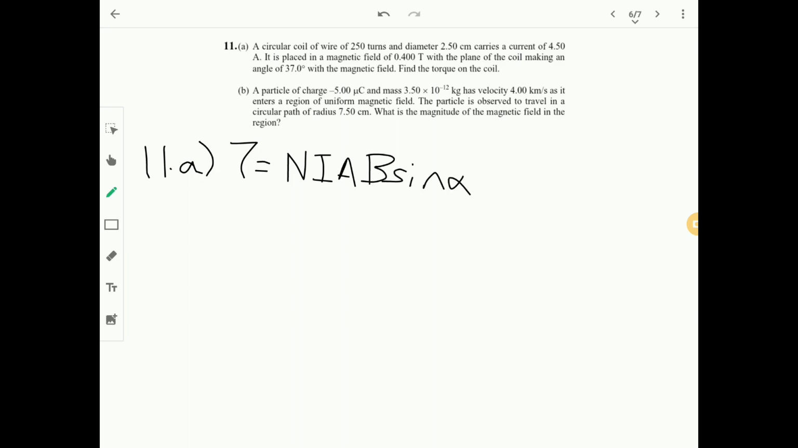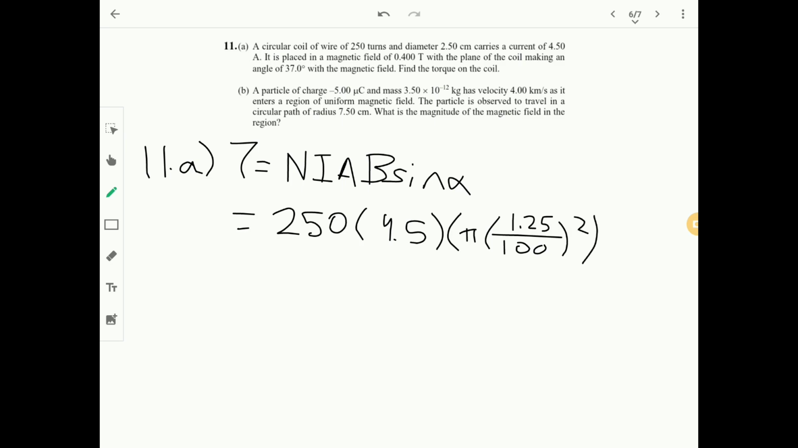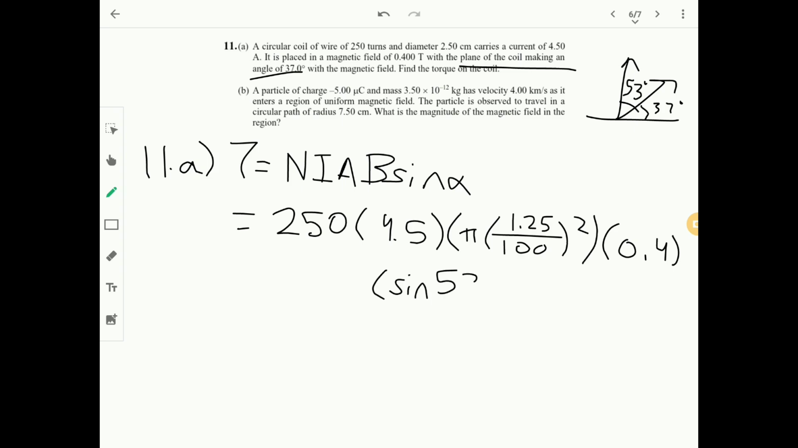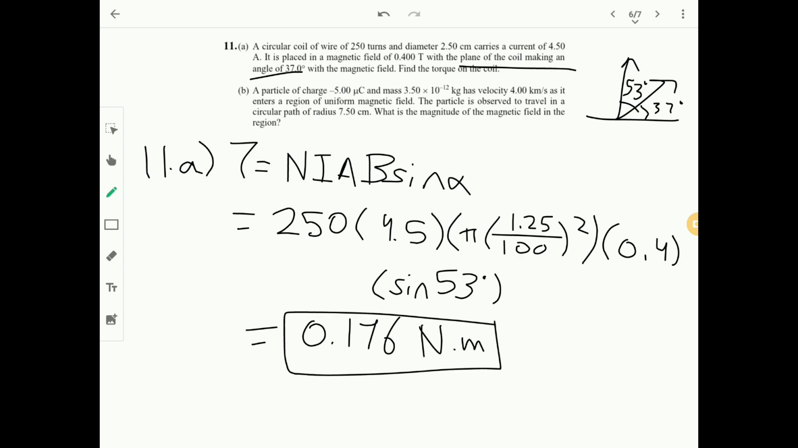sine alpha. Number of turns 250, current 4.5, area is the radius squared times pi, so pi times 1.25 over 100, all of that squared, times B, 0.4. Now the plane of the coil makes an angle of 37 with the magnetic field. So the coil is like this, the magnetic field is like this, 37 degrees. But we need to find the angle it makes with the area vector, which is perpendicular. So that's 53 degrees. So that's sine 53 degrees, giving us a total of 0.176. But what's the unit? Newton meter, because it's force times distance. So that's 11A.